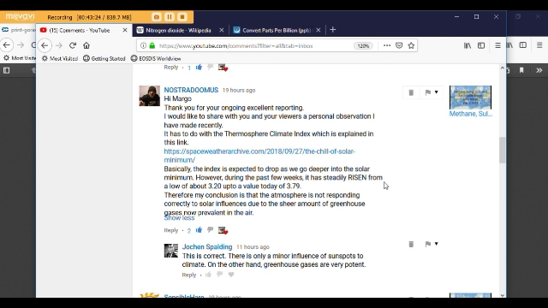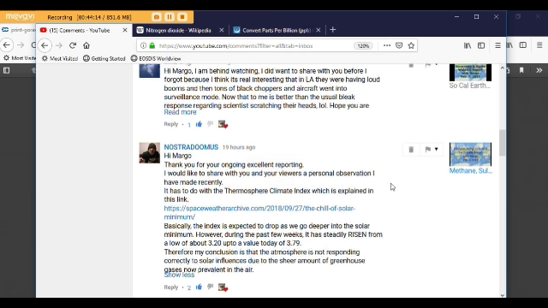Then Jochen Spalding, I think that's how you say his name, says, "This is correct. There's only a minor influence of sunspots to climate. On the other hand, greenhouse gases are very potent." So this is showing that the greenhouse gases and what's going on on planet Earth are overriding the solar flare activity or non-activity that in the past would have made a difference in our temperature somewhat, but not now. So thank you, Nostradamus, and thank you, Jochen, for being here and for commenting and bringing in other areas of research to this.